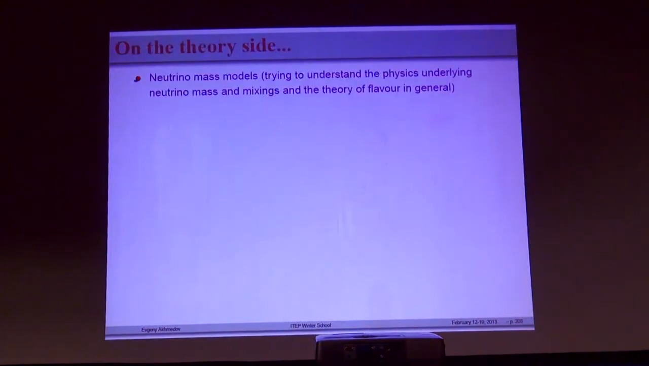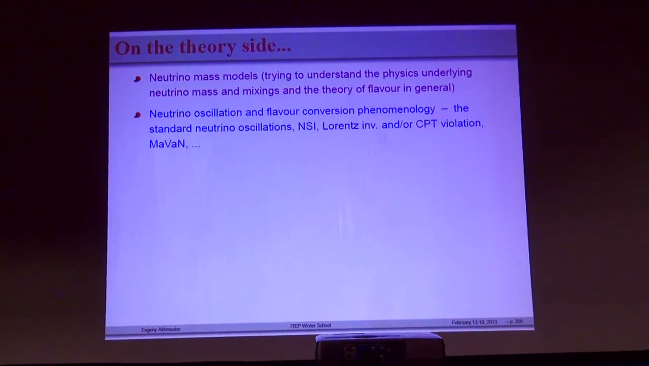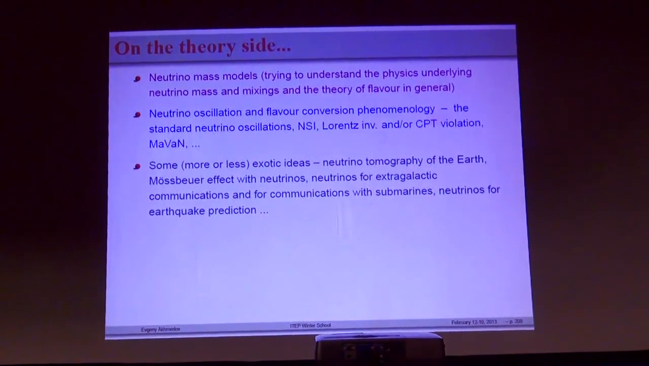On the theory side, of course, we want to understand what is behind the structure of neutrino mass matrices, what is the underlying theory of neutrino mass. And we would like to study some exotic possibilities like Lorentz invariance violation, CPT violation, non-standard interactions of neutrinos. And there are some other ideas which are by far more exotic, like neutrino tomography of the Earth, or the Mikheyev effect with neutrinos. There are even some very, very exotic papers on extragalactic communication with neutrinos or communication with submarines using neutrinos. That I would really put into exotics. Yeah? Earthquake prediction, maybe.